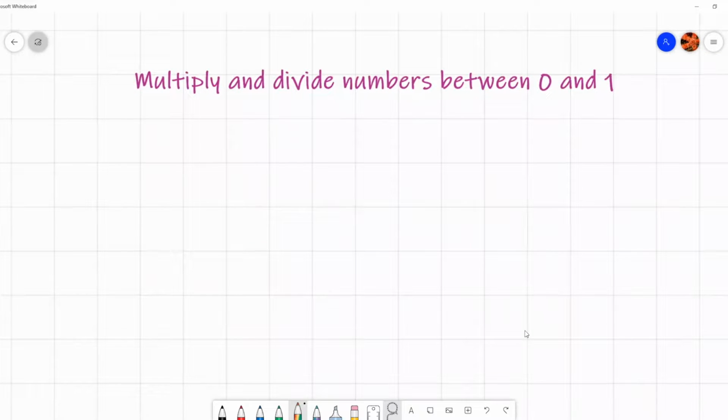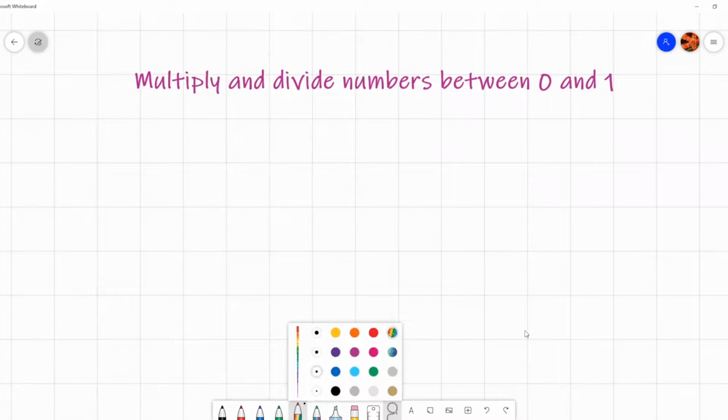Multiply and divide numbers between 0 and 1. You will be used to multiplying numbers which are whole numbers, but obviously numbers in between 0 and 1 are decimal numbers. So let's have a look at how to multiply and divide with numbers that are in between 0 and 1. Let's have a look at some examples.